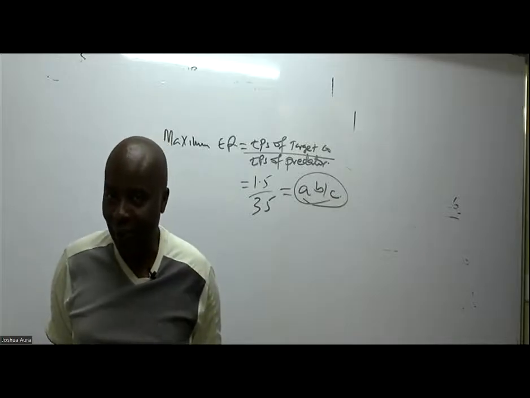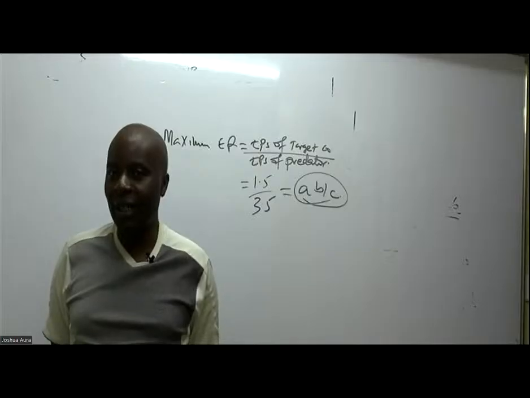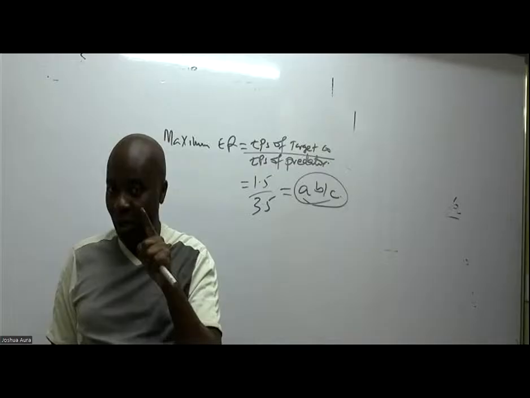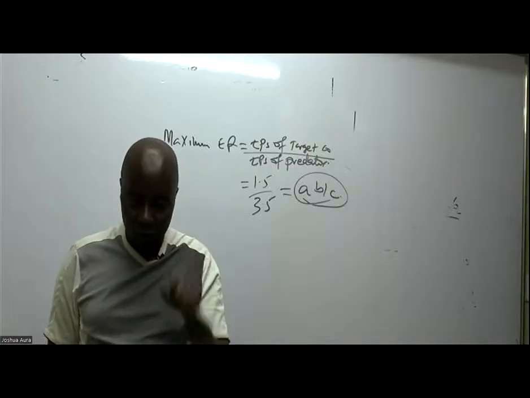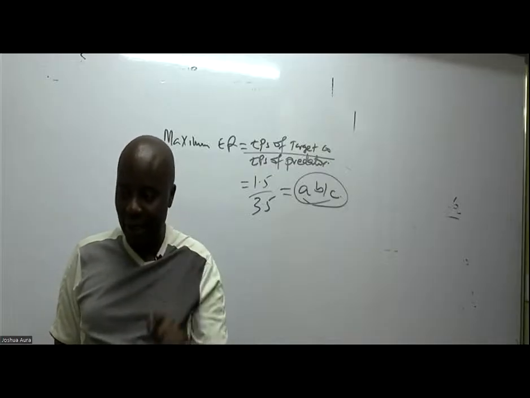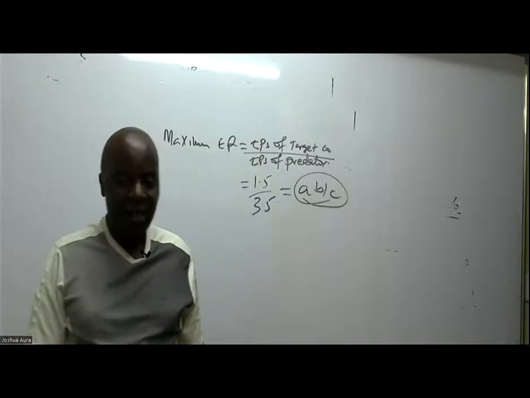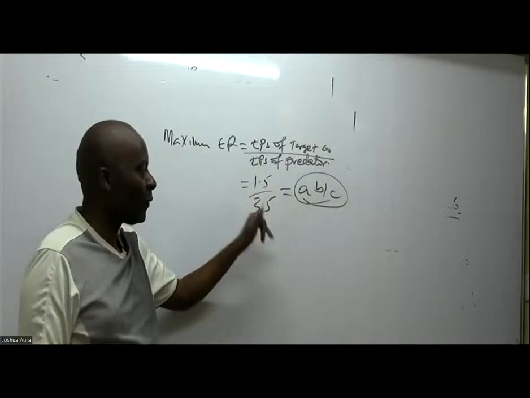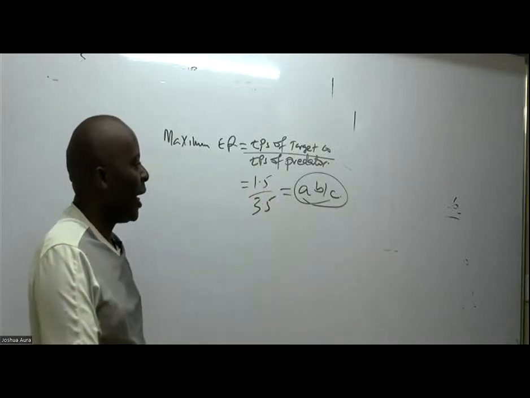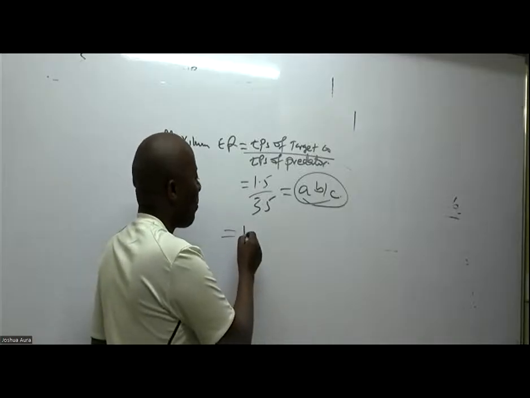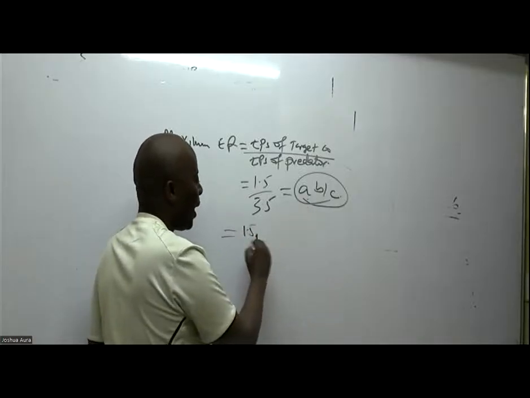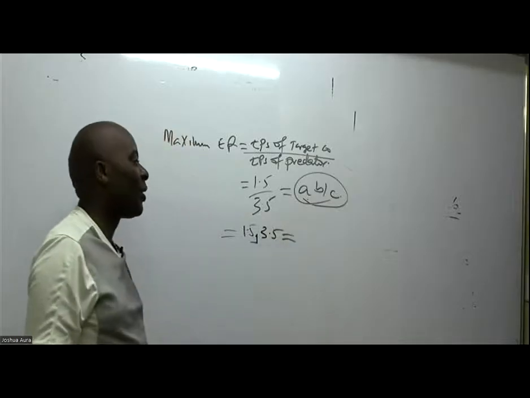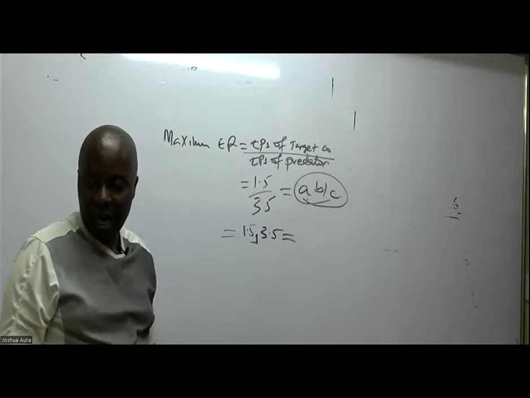This is a machine, garbage in, garbage out. Make sure you punch it very well: 1.5 over 3.5 equals, and then ABC. There is this button called ABC. You can even press 1.5, then over 3.5, and see whether your calculator will give you 3/7.